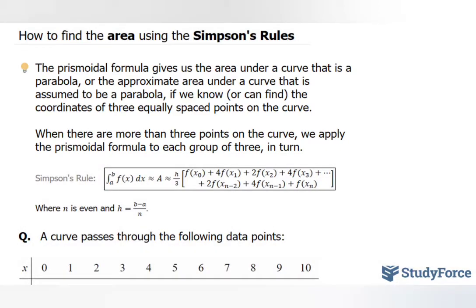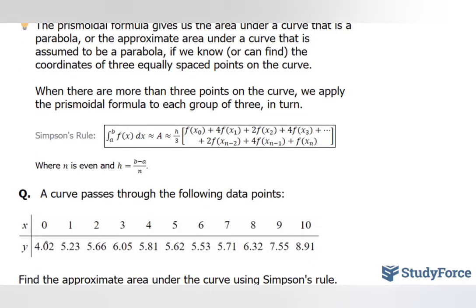When there are more than 3 points on the curve, we apply the prismoidal formula to each group of 3 in turn, and this gives rise to Simpson's rule, which is summarized below, where the area of a function between a and b, the bounds, is roughly equal to h over 3, where h represents, and this is the complicated part, notice that in our question, they give us data points all the way from 0 to 10, and they're equally spaced by intervals of 1. So in our case, h would equal 1.